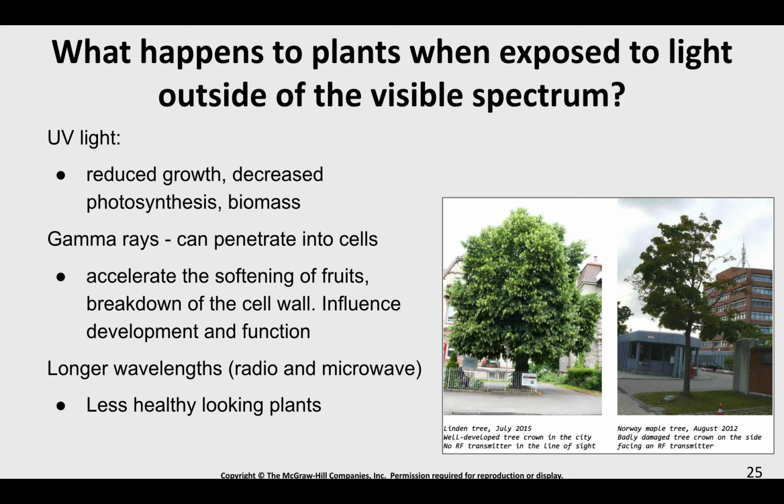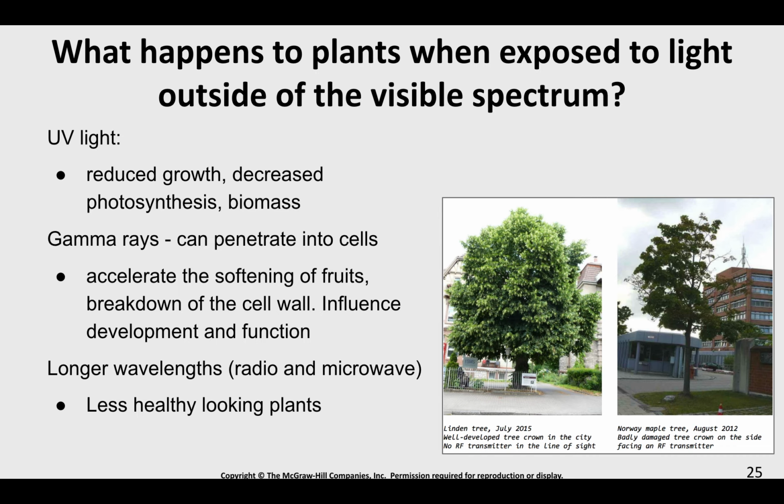With UV light, though, typically we're going to see some reduced growth. We're going to have lower amounts of photosynthesis and smaller biomass because they're growing less. Gamma rays can actually penetrate into the cells themselves, and that can cause a variety of things. It can soften fruits. It can break down the cell walls. It can influence development and function, typically in a negative way. So a variety of things can happen with those gamma rays.